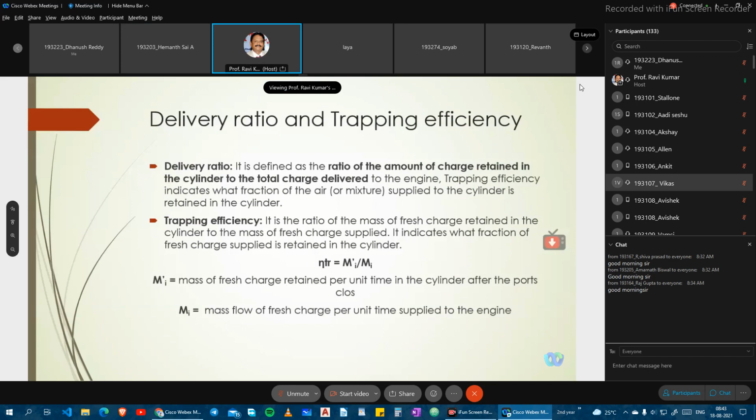One thing is whatever fuel we are sending through this inlet port, that is the delivery: how much fuel we are sending inside the combustion chamber. And the trapping efficiency is the ratio where we take that fuel plus whatever leftover content is inside the cylinder, which is added to this fresh charge for getting the combustion. That's why we have a small difference here. I hope you understood. Yes, sir.